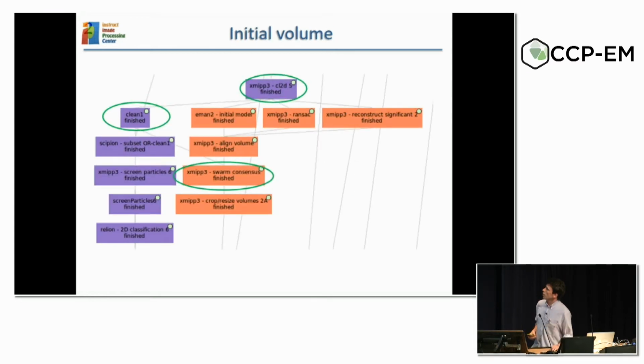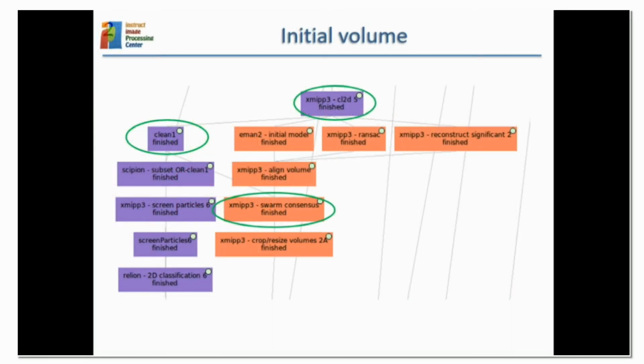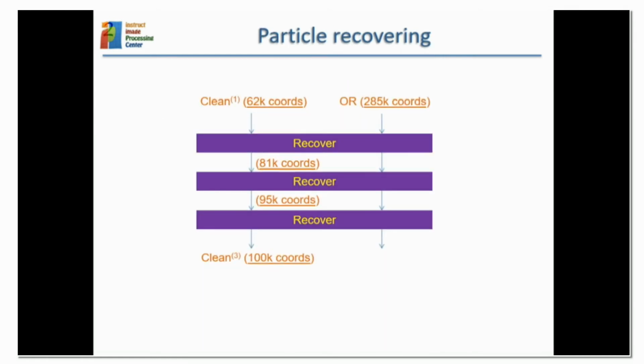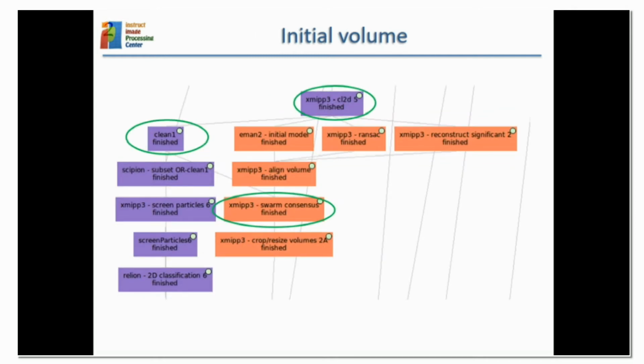And then you go for your initial volume. So at some moment you will have some classes that you have identified in these steps, and then you construct an initial volume for it. And again, there are many algorithms. For instance, EMAN is proposing from your classes 10 possible initial volumes. RANSAC is also proposing 10. SIGNIFICANT is proposing just 1. And then the user typically had to decide, this one is the one I will continue on.